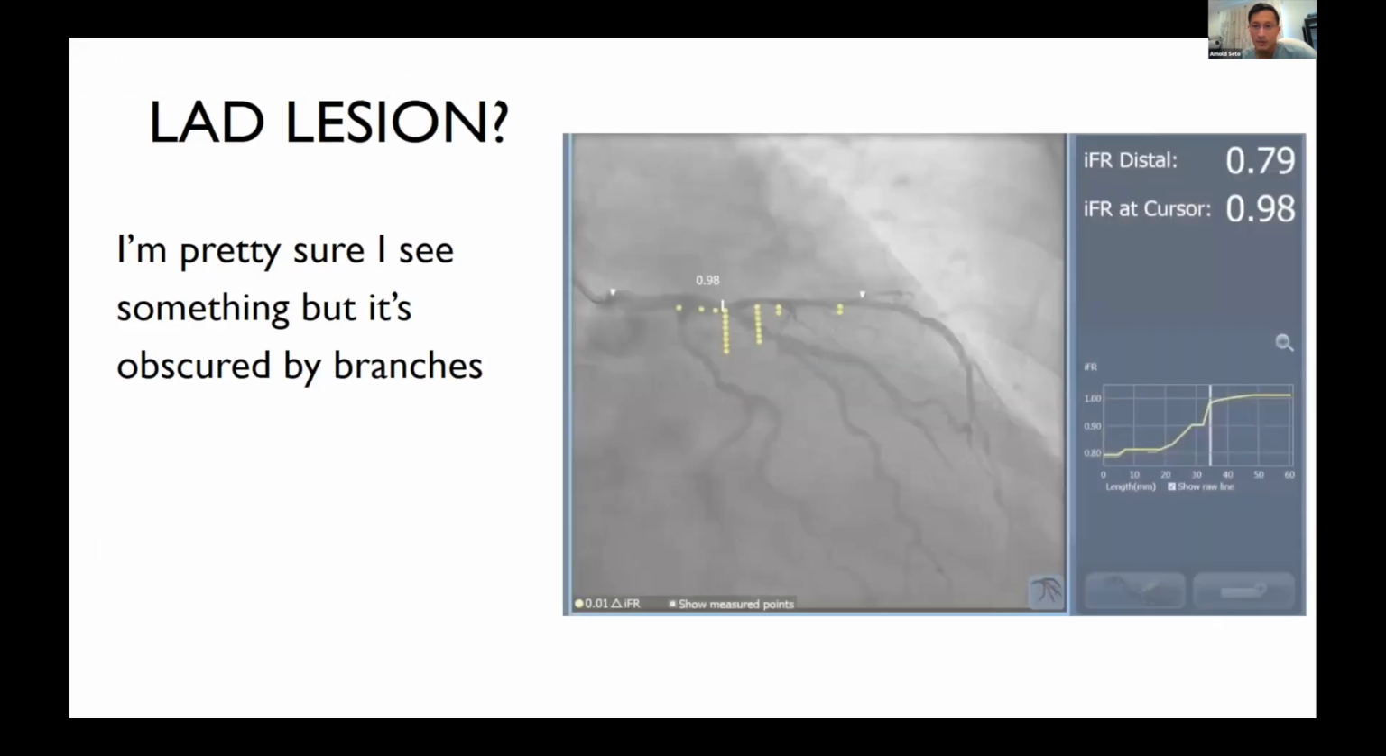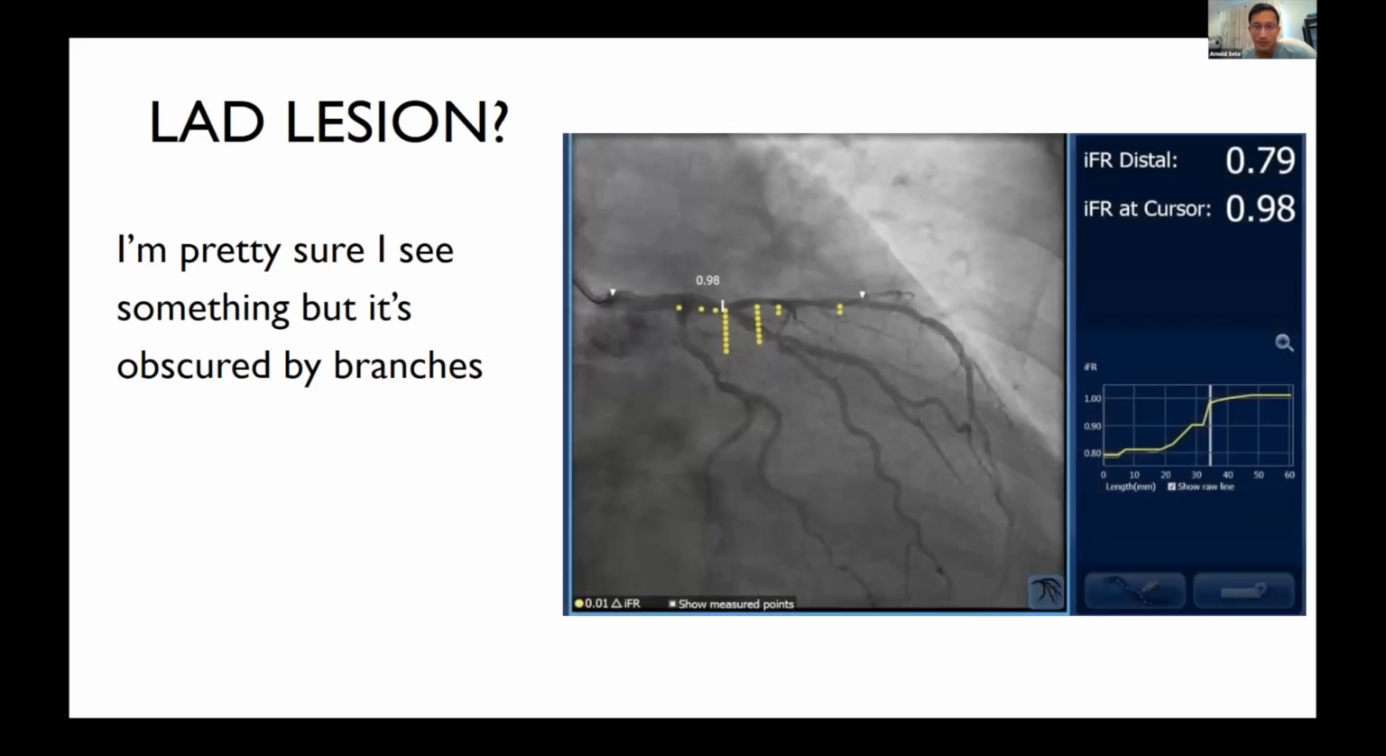So what can you do? When you do a pullback with an IFR wire, you can see a pretty steep pullback gradient of 0.79 into the lesion, and so that's easily stented. But what about that ramus lesion?